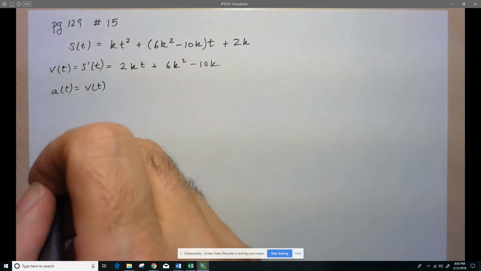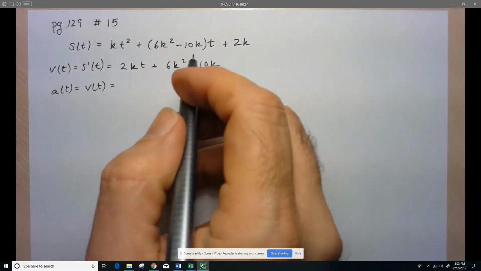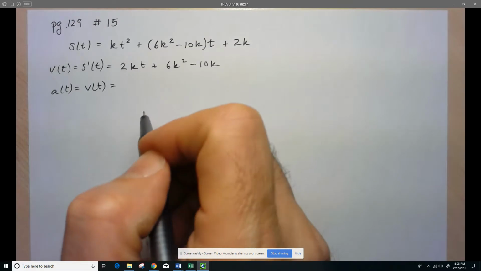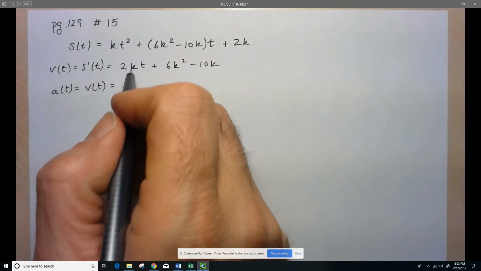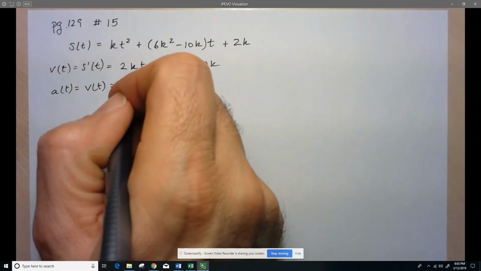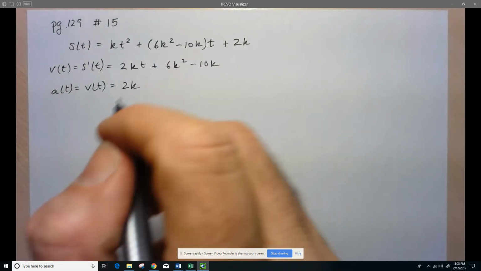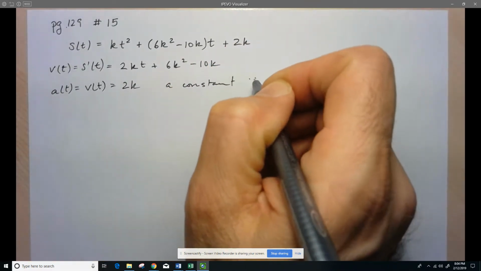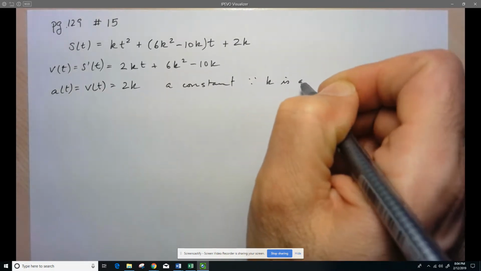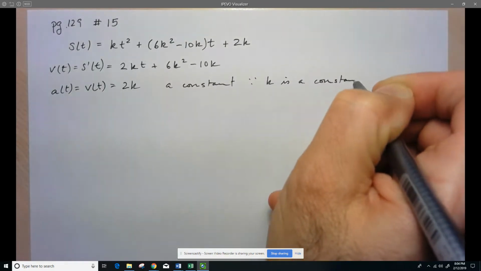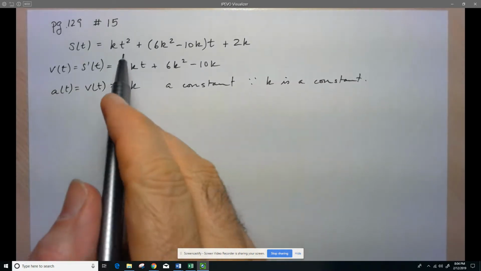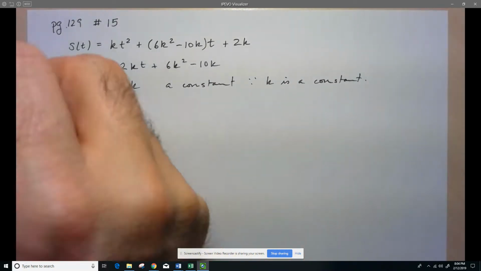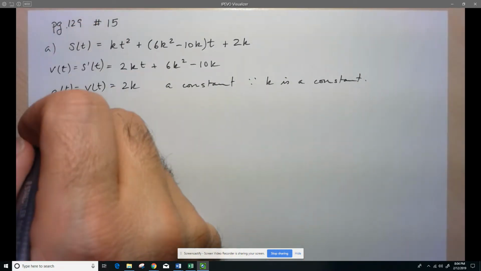All right, next we'll find the acceleration, and the acceleration is just the derivative of the velocity function, or the second derivative of the position function. And so here, this whole thing just is a constant, so its derivative is 0. So my derivative is just 2k, okay, which is a constant because k is a constant. So as we expected, the derivative of this quadratic does indeed give us a constant, so that's part A. And that's the easy part.